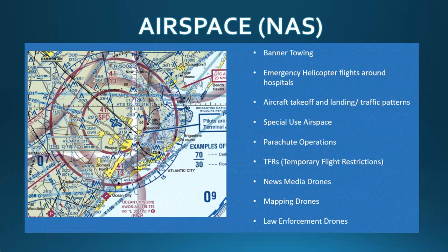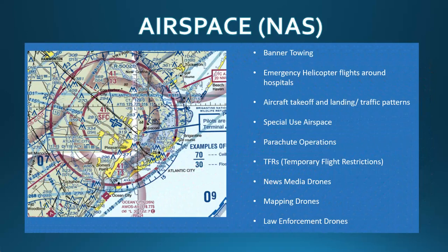So again, it's not just aircraft taking off and landing that's a problem. You also have banner towing operations, especially if you're down by the shore. Here's Atlantic City International Airport at the Jersey Shore, right around Atlantic City and Brigantine and Ocean City. You have emergency helicopter flights around the hospitals in the big city and down here at the beach. You have, again, the aircraft takeoff and landings and the traffic patterns.